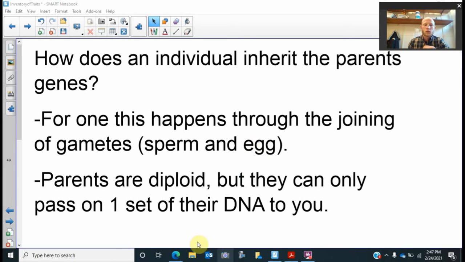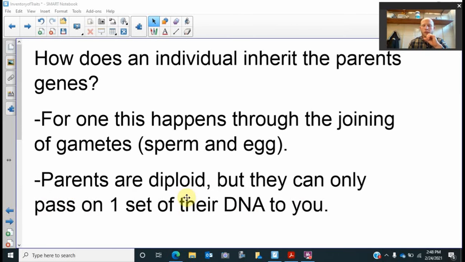Your parents are also diploid, but during meiosis, the parent sperm cell goes from diploid to haploid, so half, so it has one set. Same thing with the egg. So parents are diploid, but they can only pass on one set of their DNA to you, and that's what I was just talking about. We have to remember this as we keep going through.